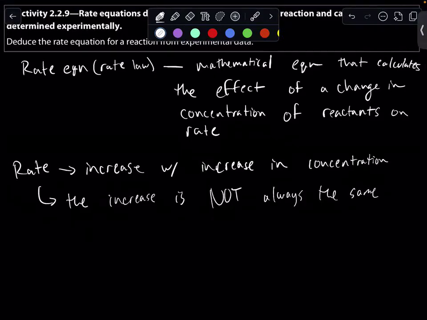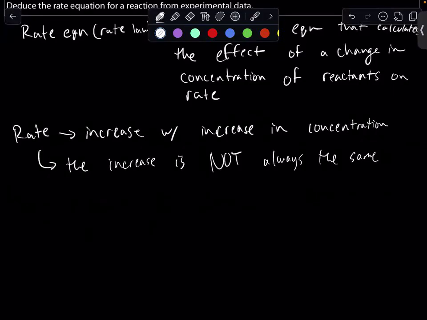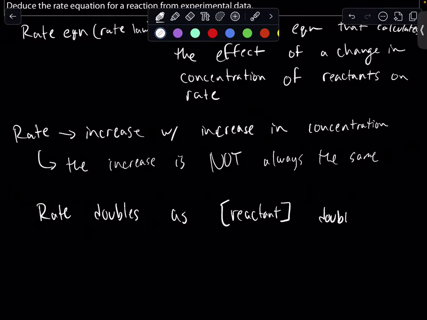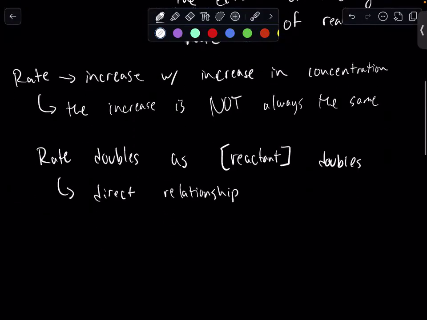Well, if you have some reaction, it could happen in a couple of ways. Maybe your rate doubles as reactant concentration doubles. So that would be some type of direct relationship, and you might express it as rate is directly proportional to the concentration of some reactant A. So that could be one possibility.